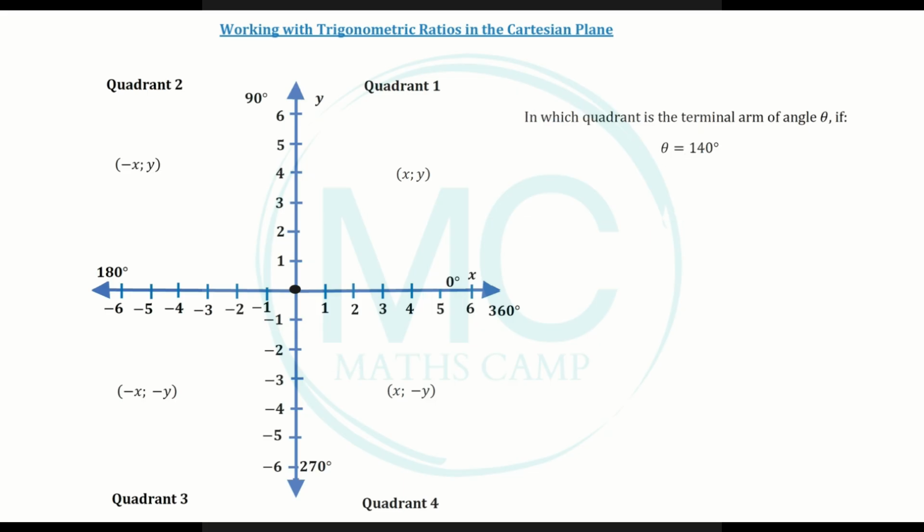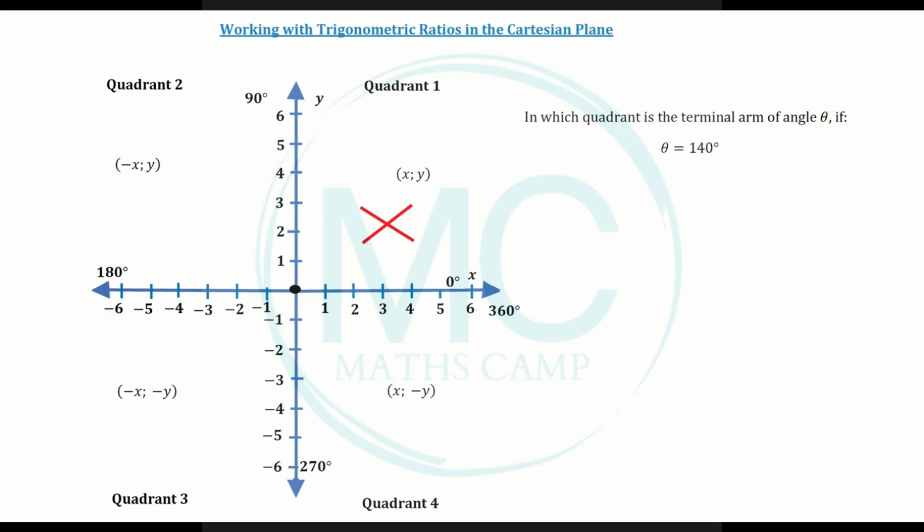Let's do another one. In which quadrant is the arm of angle theta in the standard position if theta is equal to 140 degrees? Now, we know that quadrant 1 only considers angles smaller than 90 degrees. So theta cannot fall into quadrant 1. Let's put an X in over here. 140 degrees is greater than 90, so our terminal arm will not fall into quadrant 1. But what about our other quadrants?